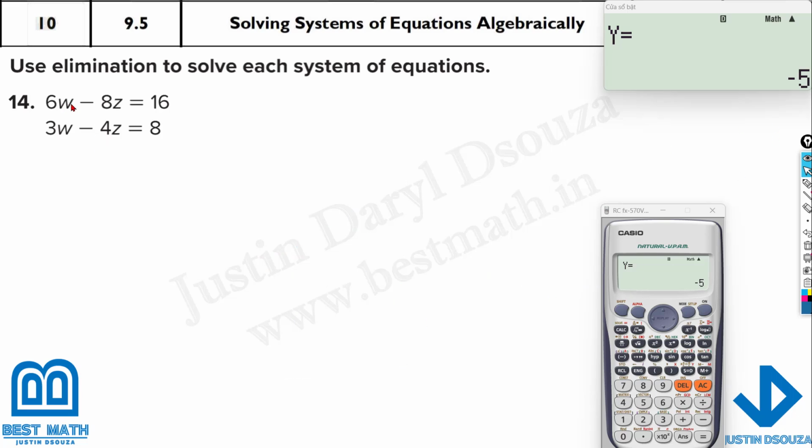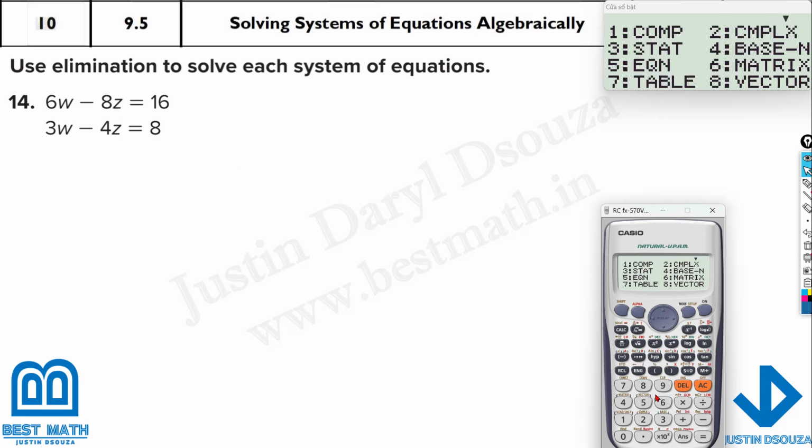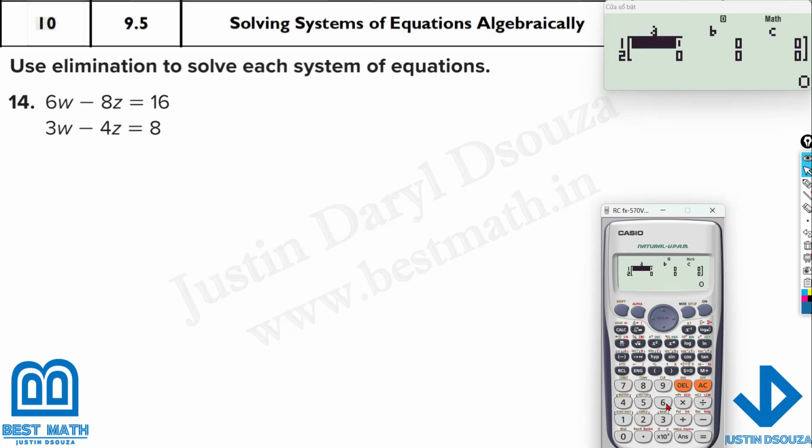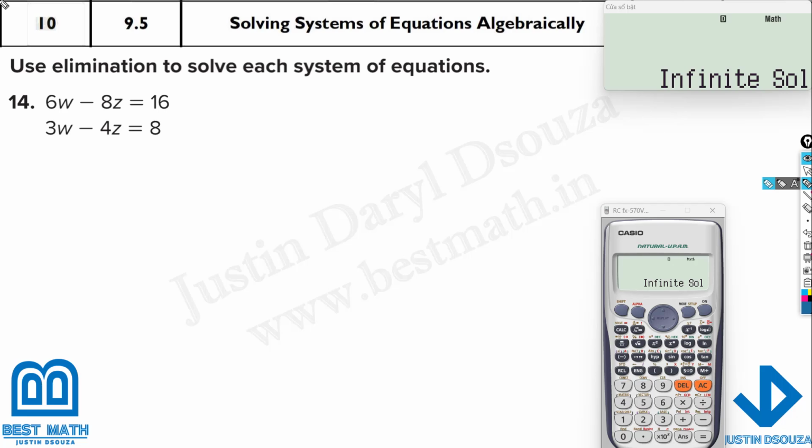Last problem. It doesn't matter, you should have x and y. We have w and z here. Mode 5 1, the coefficients 6, minus 8 and 16. Then we have 3, minus 4 and 8. It's infinite solutions. Now how do we check that?